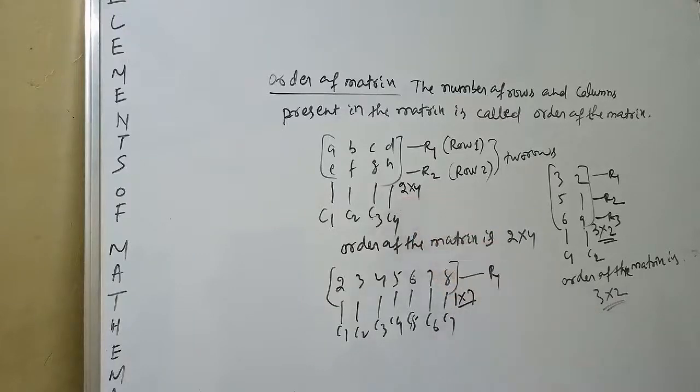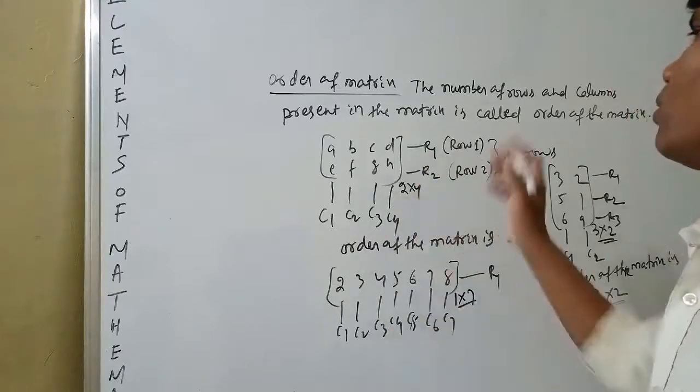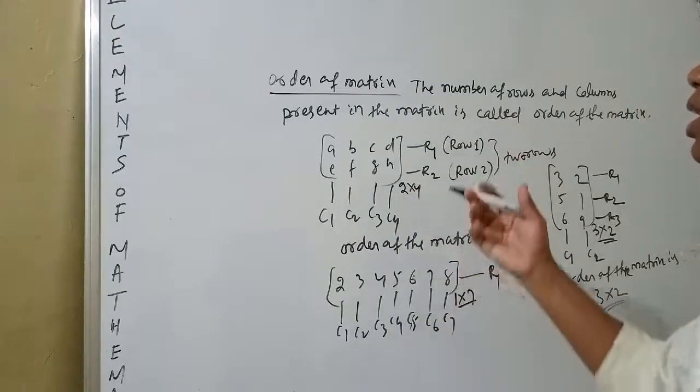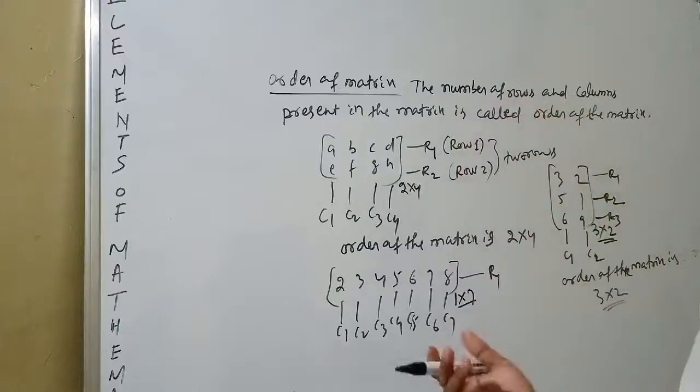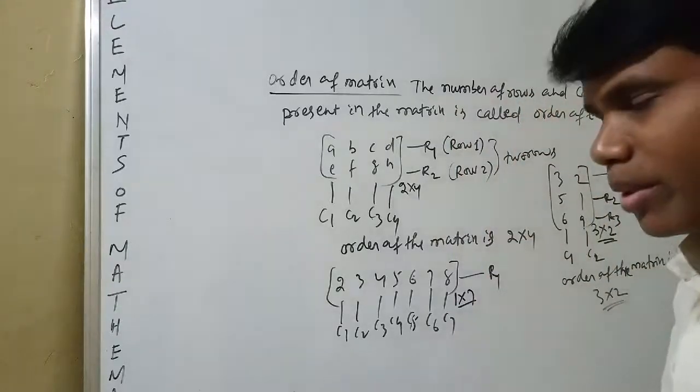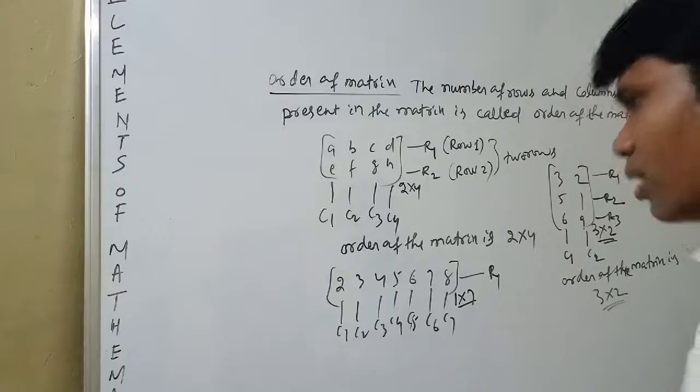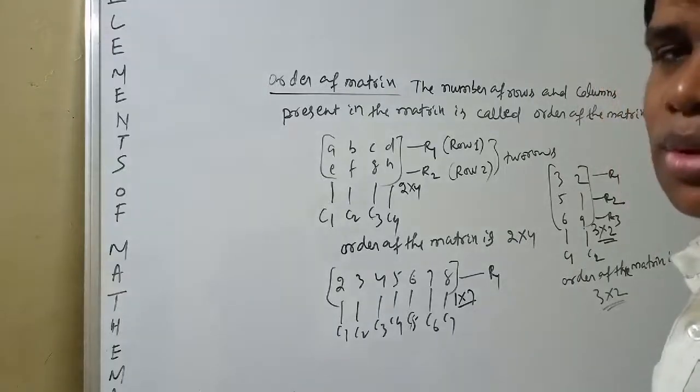The order of the matrix is 1 cross 7. The order of the matrix is 2 cross 4. Understood? What is the order of the matrix? The number of rows and columns present in the matrix is called the order of the matrix. Okay, let's start types of matrix.